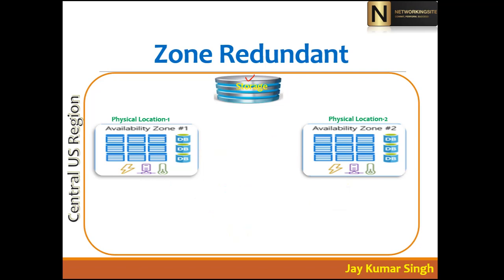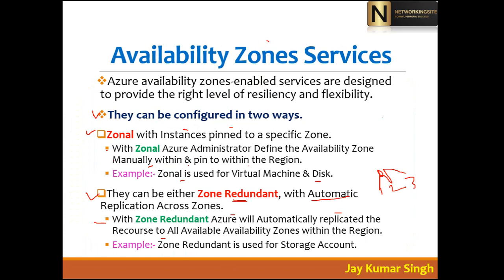If we are selecting this zonal process, you have to create servers in each zone. So if zone 1 is down, your clients can access your server from zone 2. If zone 2 is down, your clients can access data from zone 3. But in zone redundant, it is automatic. You just have to create a single server, and automatically it will be replicated to all the zones, zone 1, zone 2, zone 3.